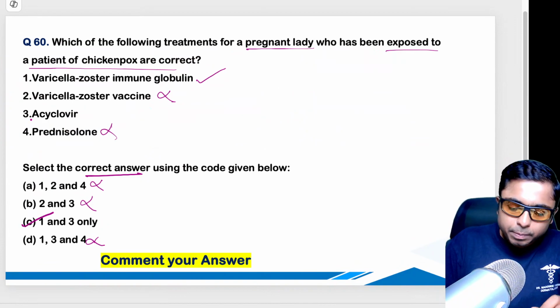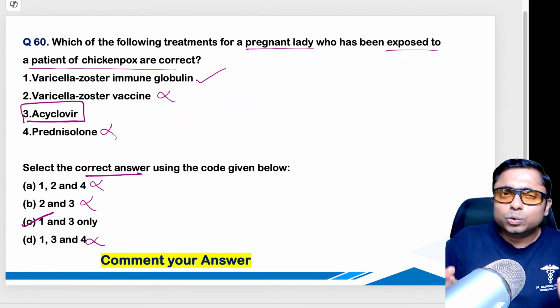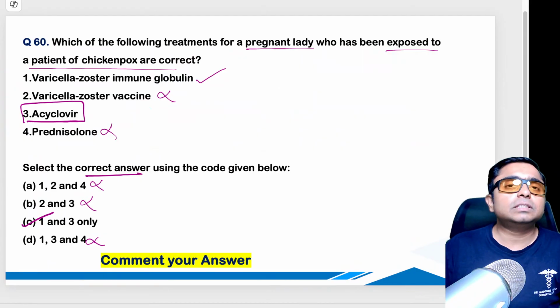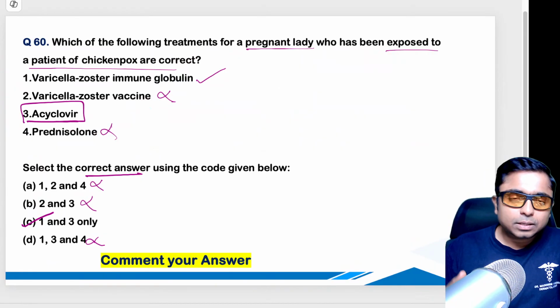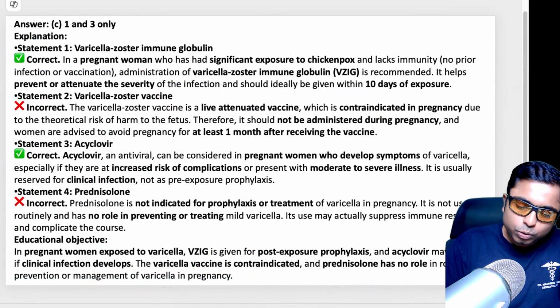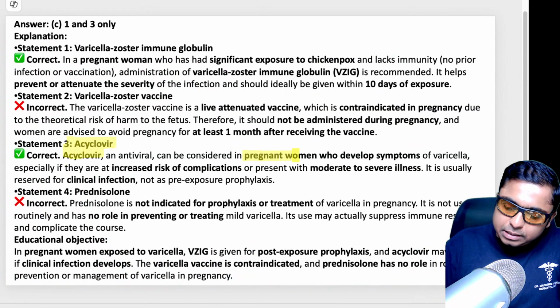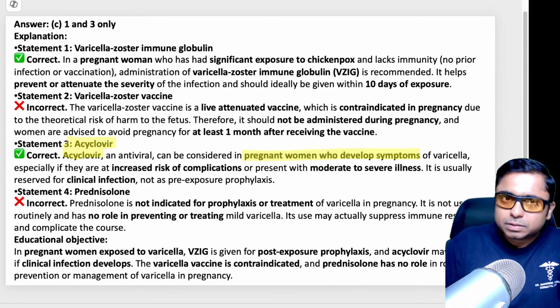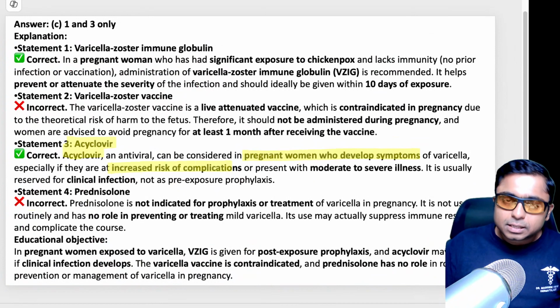But remember, acyclovir is not having any role in the prophylaxis. It is usually used in the patient if they are having the clinical manifestations. But in this case, because there is no option which says only one is correct, so we can select 1 and 3 as a correct statement. So see, please, here acyclovir, it is an antiviral and it can be considered in those who develop symptoms, which is not mentioned in this question. Okay, right? And those who are having increased risk of complications also, we can give this.